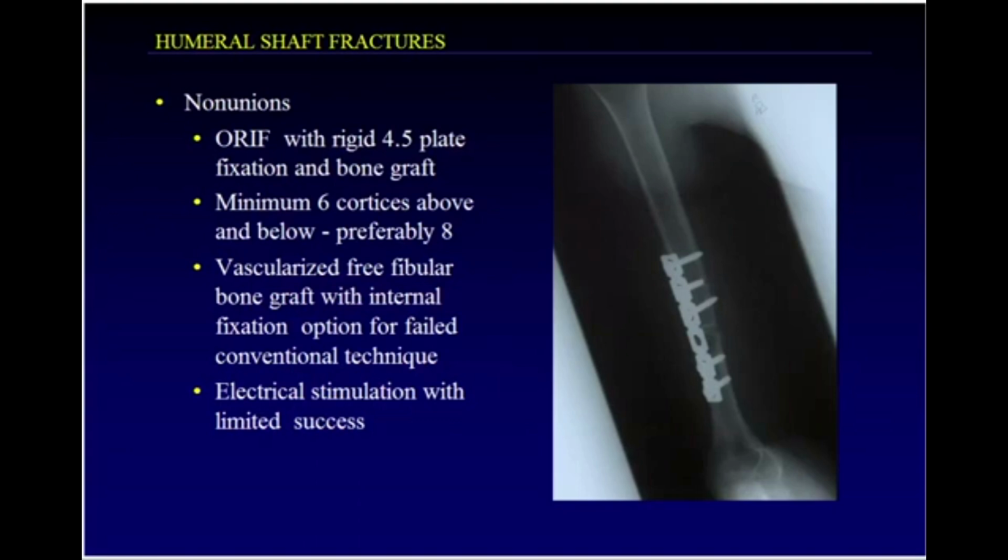You can also consider, if you have significant bone loss or a segmental defect, a vascularized fibular graft. Electrical stimulation with an implantable electrical stimulator has been shown to have some limited success in treatment of humeral shaft non-unions.